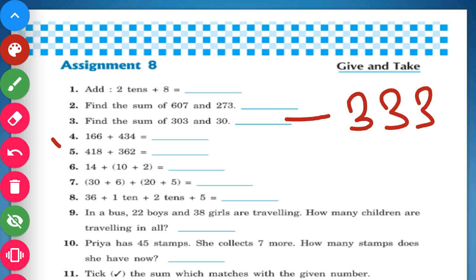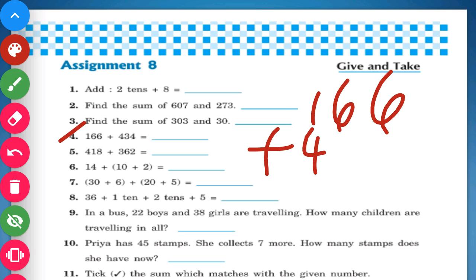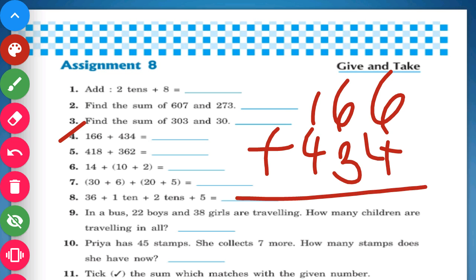Okay, moving toward question number 4. Question number 4 is also a very easy addition question. 166 plus 434. Now this you have to do yourself. Do this question. 166 plus 434. What will we get?